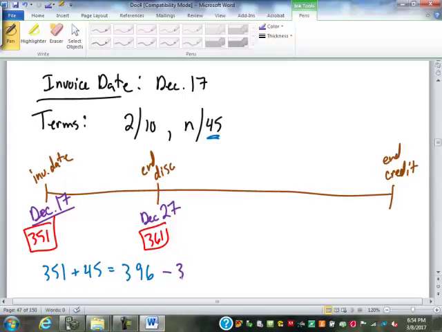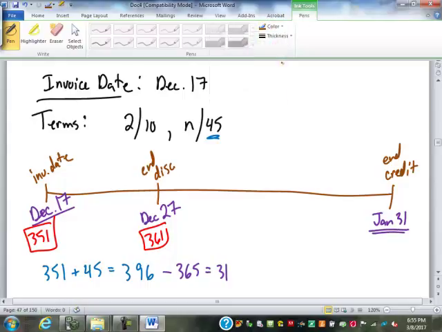Then we can subtract 365, which gives us 31, which means it is the 31st day of the year, which is January 31st.